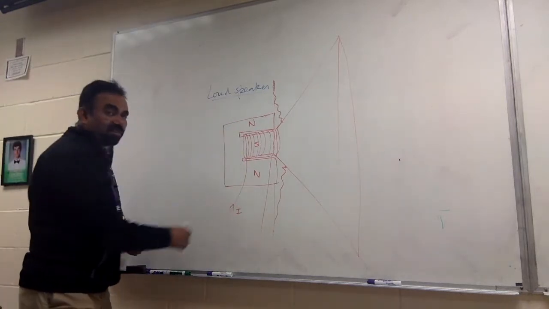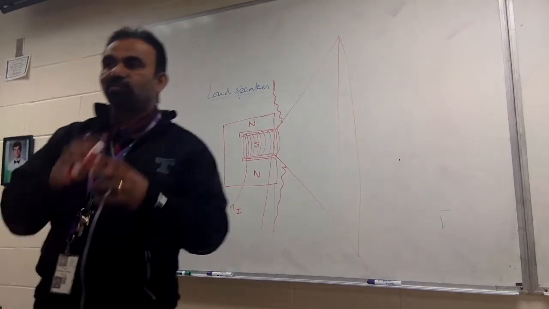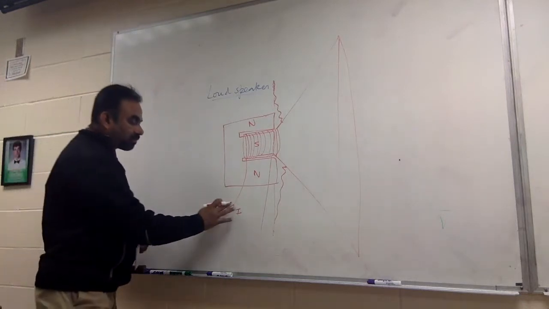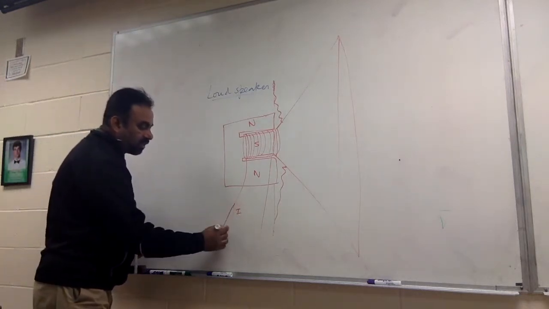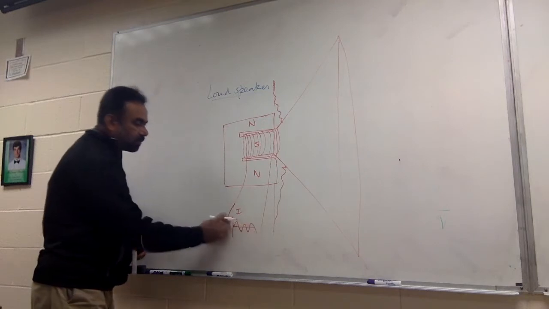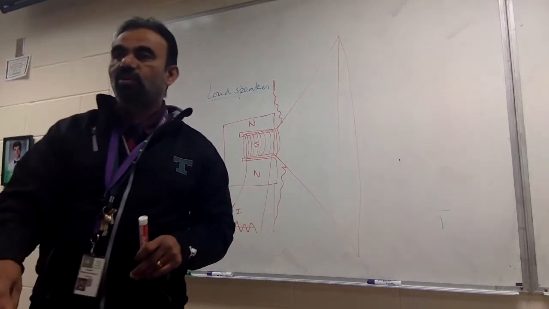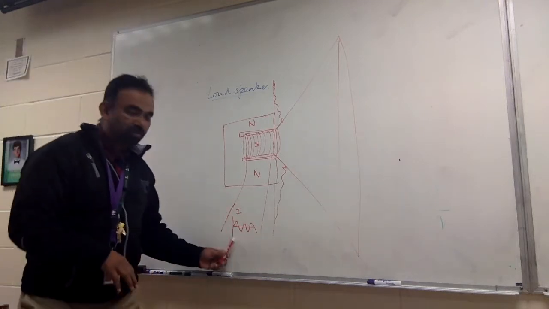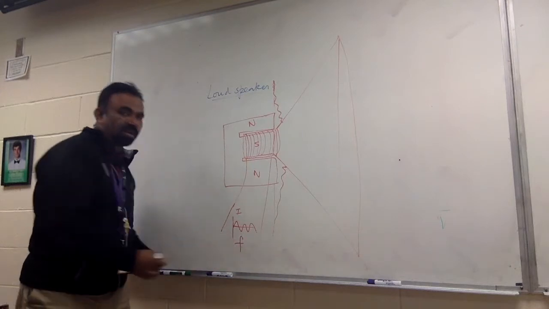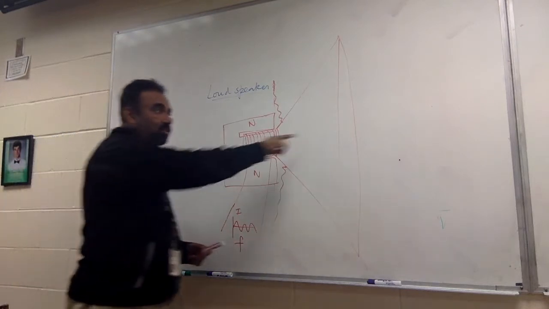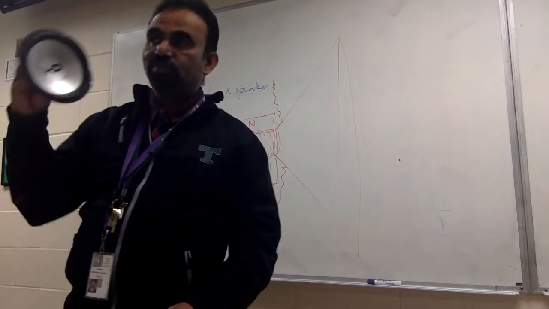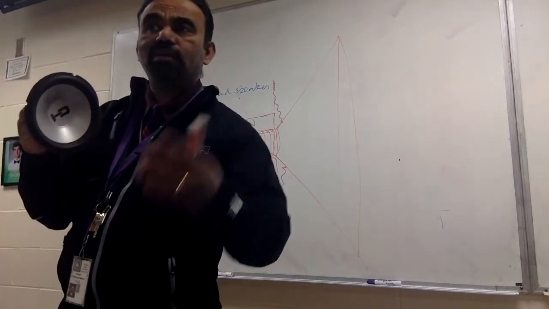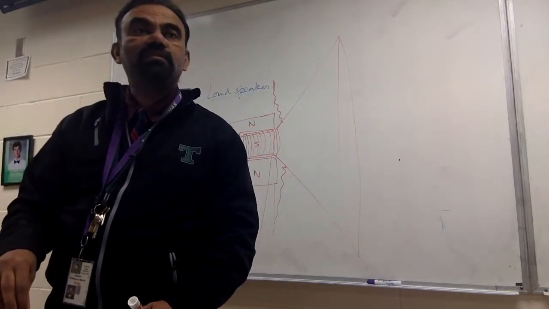Now, if the current is reversed, what will happen? The force is going to be backward. And if this current is alternating, then this coil is going to be moving back and forth, depending on the frequency. If this fluctuation of current is at a frequency F, then this cone, this diaphragm, is going to move at the same frequency. And when the diaphragm moves, it pushes the air particles, and therefore it creates sound.